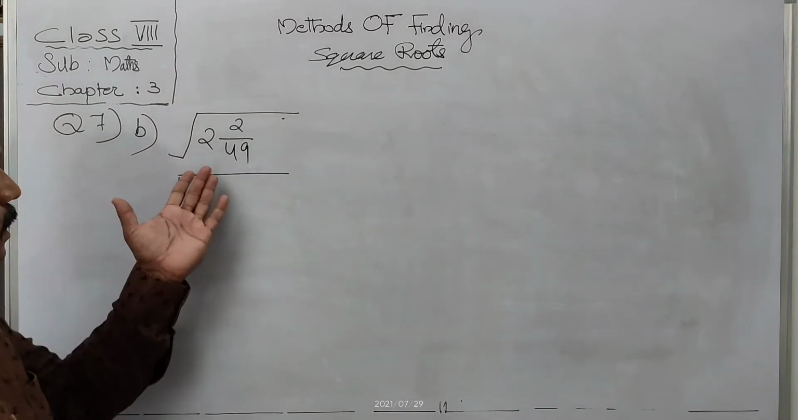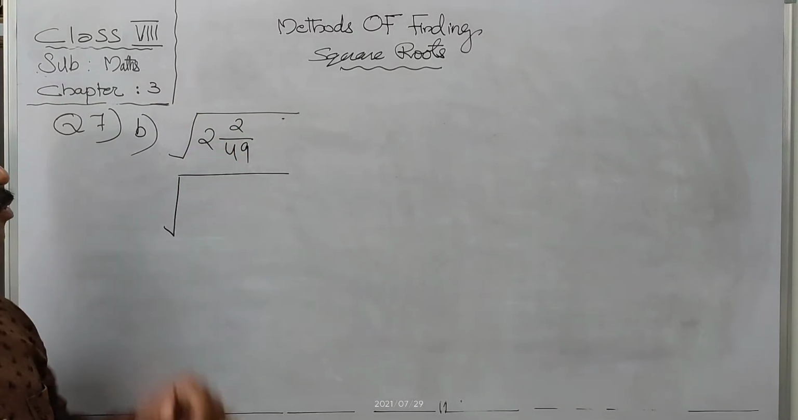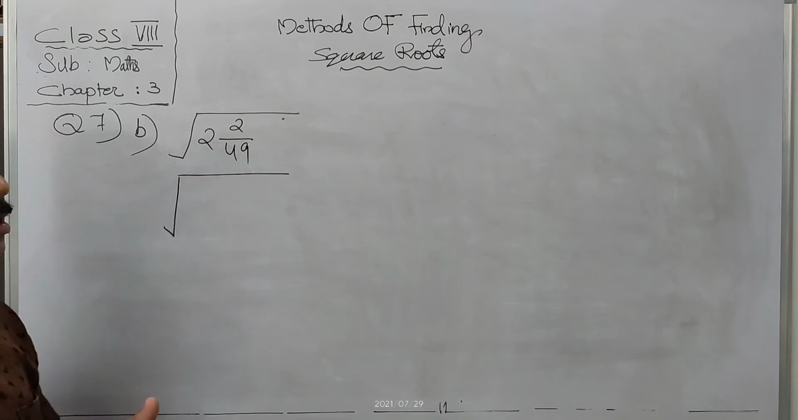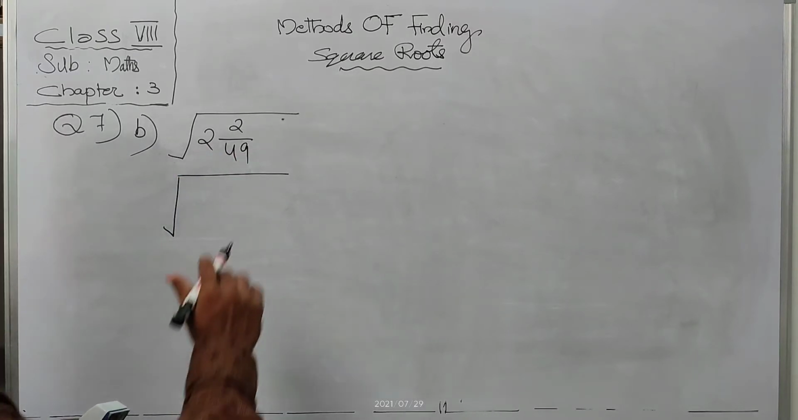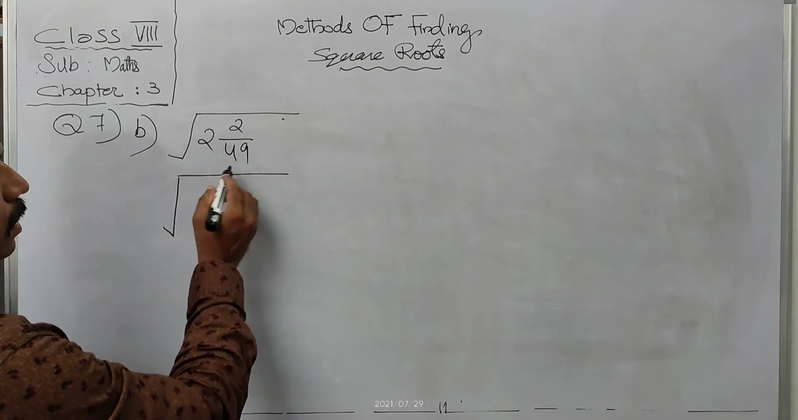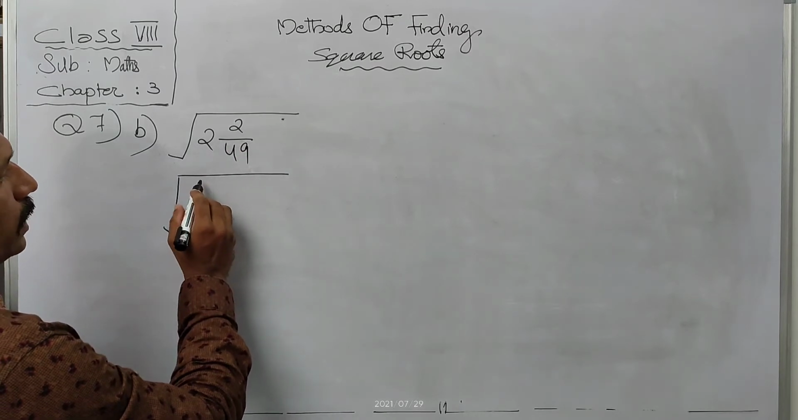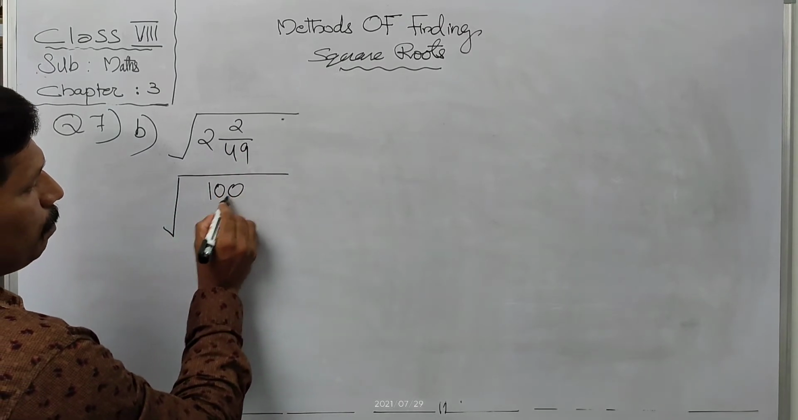Okay, seventh question B. Root 2 upon 49. This is a mixed fraction. So first of all, we have to change it into a proper fraction by multiplying with this number. 49 into 2, 98 plus 2, 100. 100 upon 49.